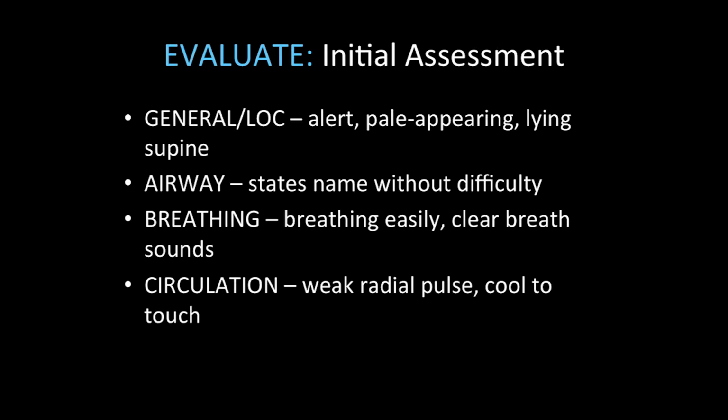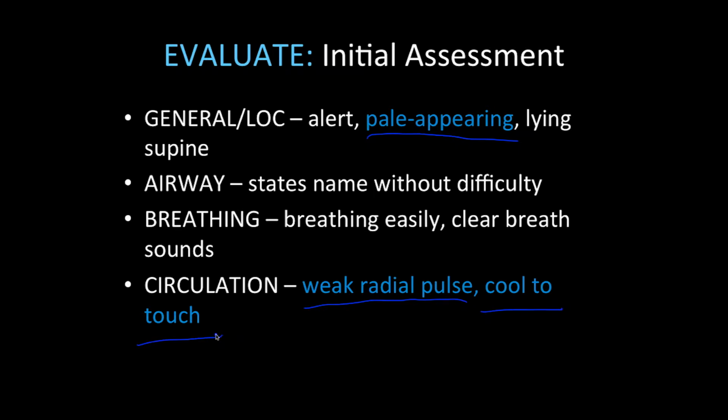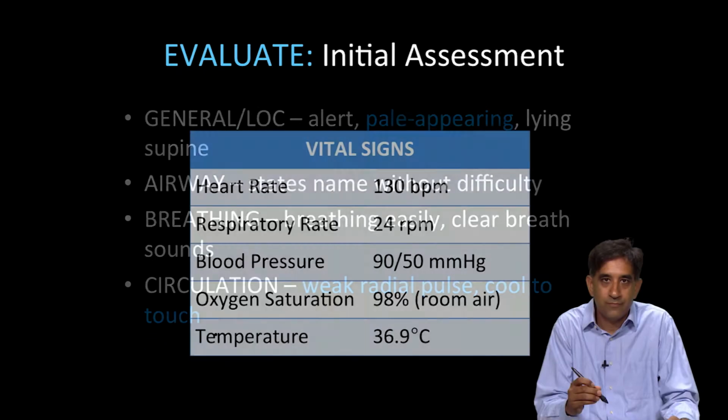And so when we think about what's wrong on her initial evaluation, we can see there are a few things that are of concern. That would include that she is pale appearing, she has a weak radial pulse, and again, when we palpate her extremities, we find that they are cool to the touch, all concerning signs.